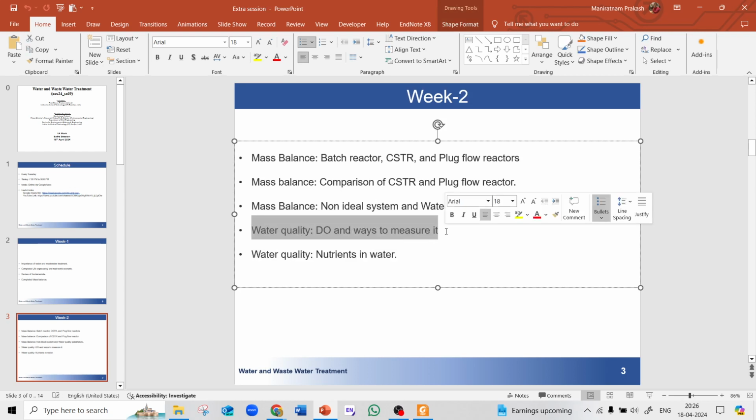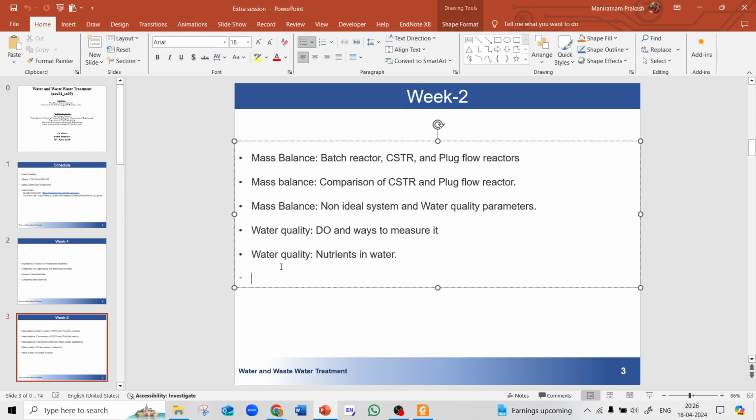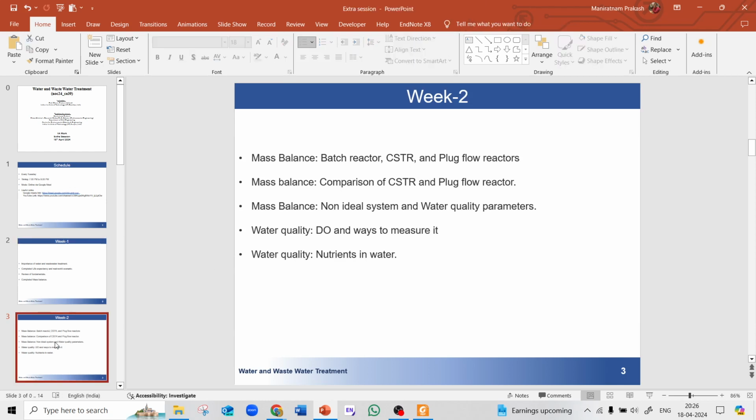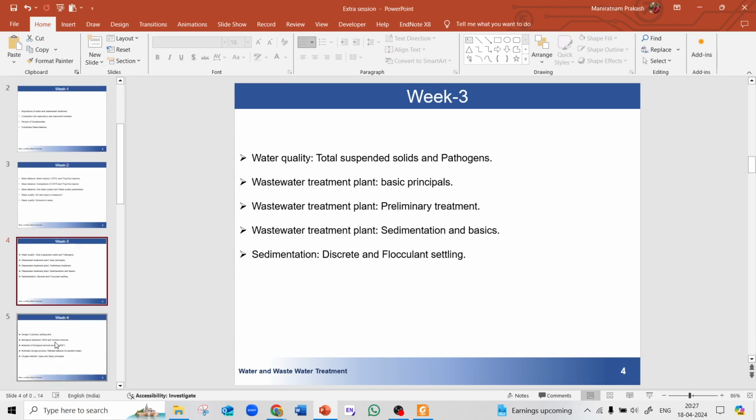Do and ways to measure it. Water quality. What are the different parameters? We went through some of the parameters which we check to see whether that water is suitable for drinking purposes or not. That we have seen. Then we discussed nutrition in water. When we drink water, it should be drinkable as per the IS code. There are some parameters that drinking water should follow. That's all.